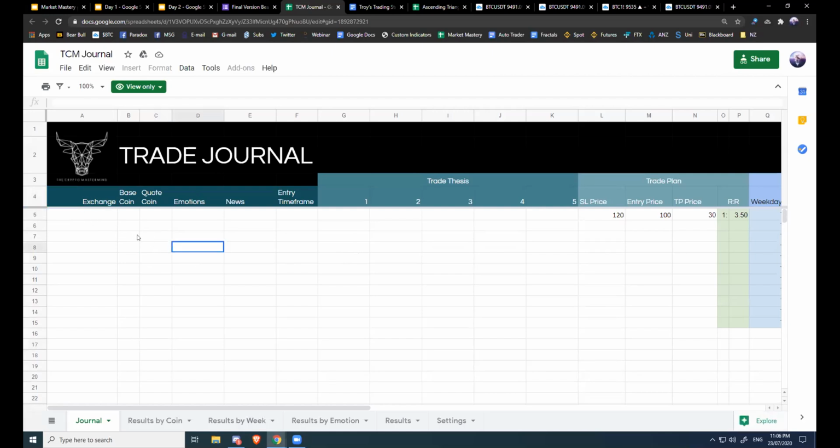Then at the end of it, it spits it out in a nice way that shows you all your data.